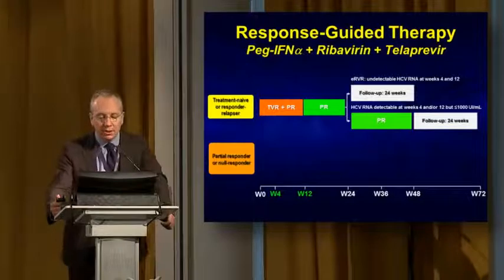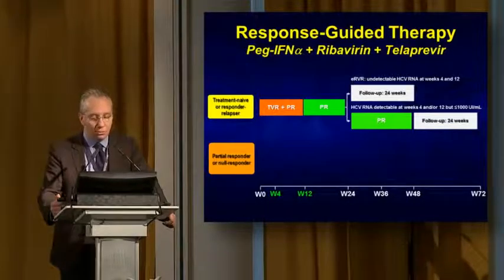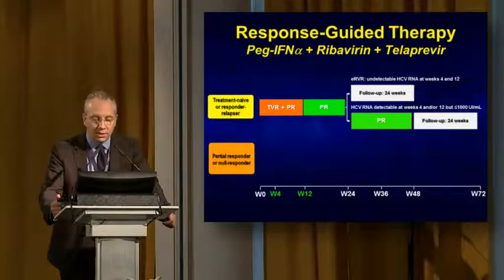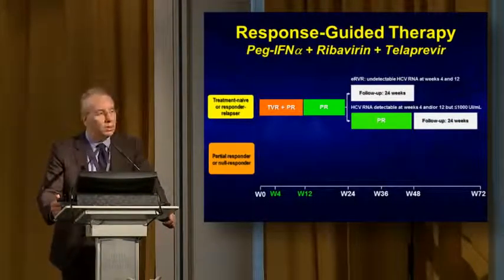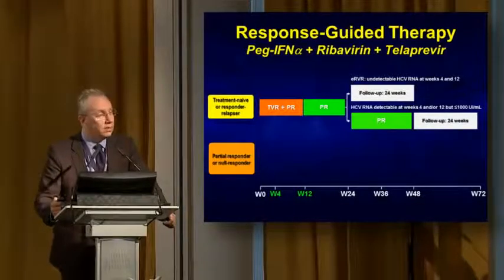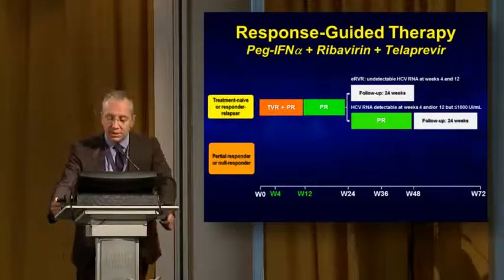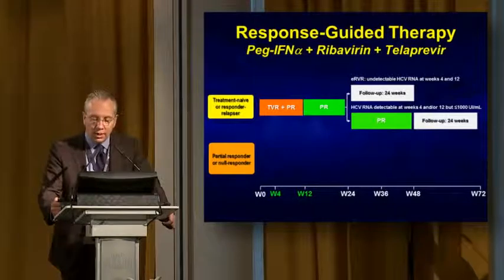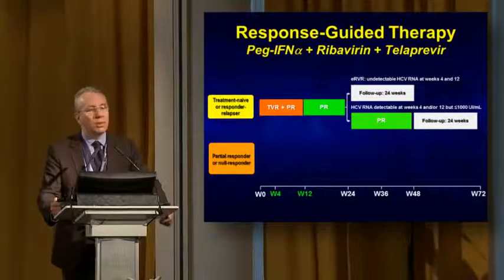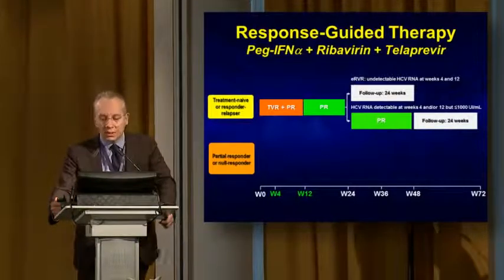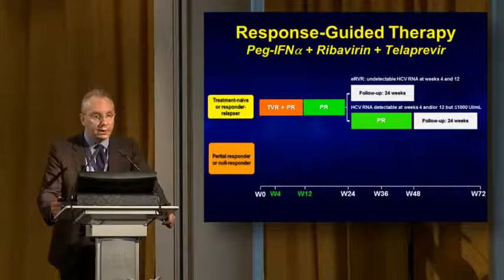If the patient had an extended rapid virological response, defined by an undetectable HEV RNA at weeks 4 and 12, treatment will be stopped at the end of the 24 weeks period. If the patient did not achieve an ERVR, the patient still has detectable HEV RNA at weeks 4 and or 12 that remains below 1,000 IU per ml. The patient will continue with interferon and ribavirin for an additional 24 weeks and will stop at week 48.